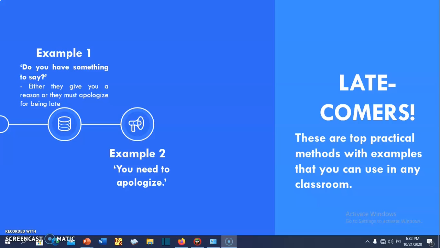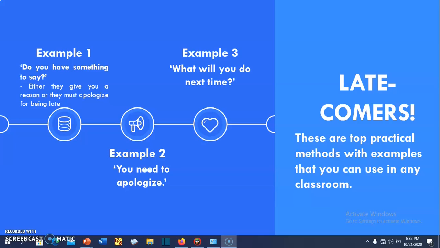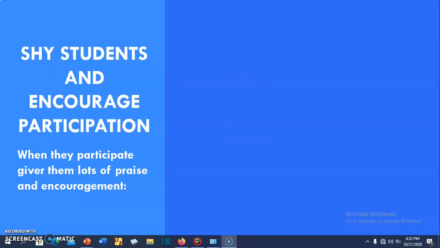Example 2, you need to apologize. You can use this expression to give the students responsibility. So they don't need to apologize to you, they need to apologize to the whole class. So make sure you have done that. Example 3, what will you do next time? This expression also can be used effectively. So they give you the right answer, and they may promise you not to be late next time.